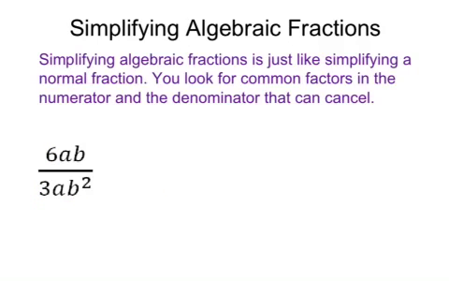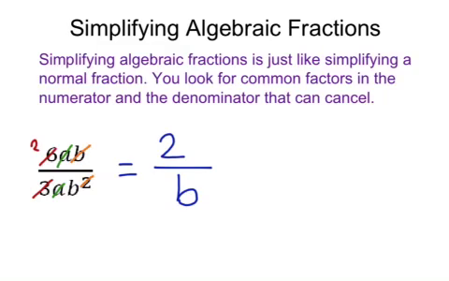And in this last example we have 6ab over 3ab squared. Well, there are lots of things to cancel here. First of all, the 3 on the bottom cancels with the 6 on the top to leave 2 on the top. The two a's cancel, and the b on the top cancels with one of the b's on the bottom, leaving just a b on the bottom. Putting that all together, on the top all we're left with is 2, and on the bottom all we're left with is b.